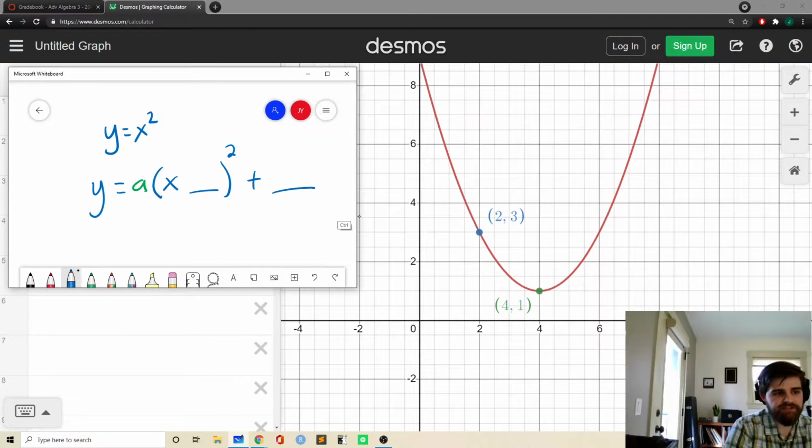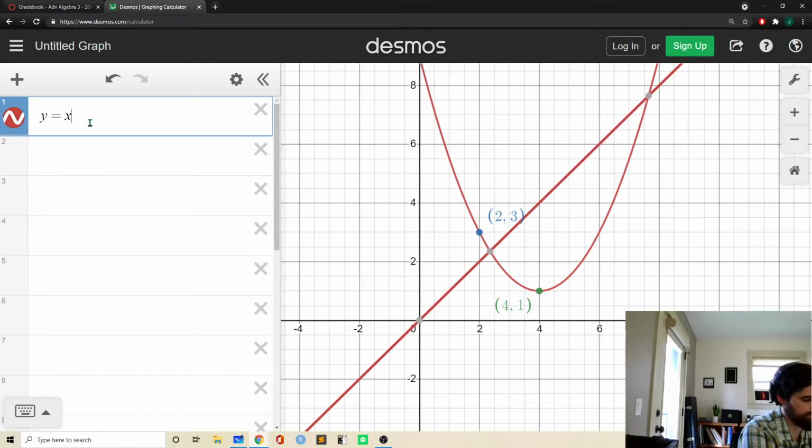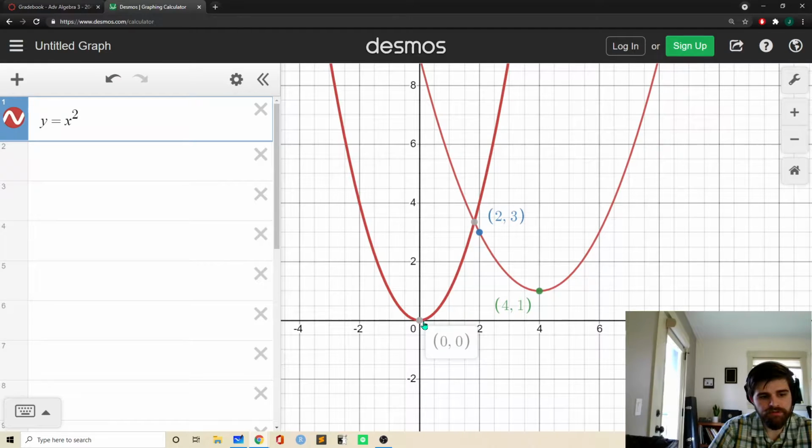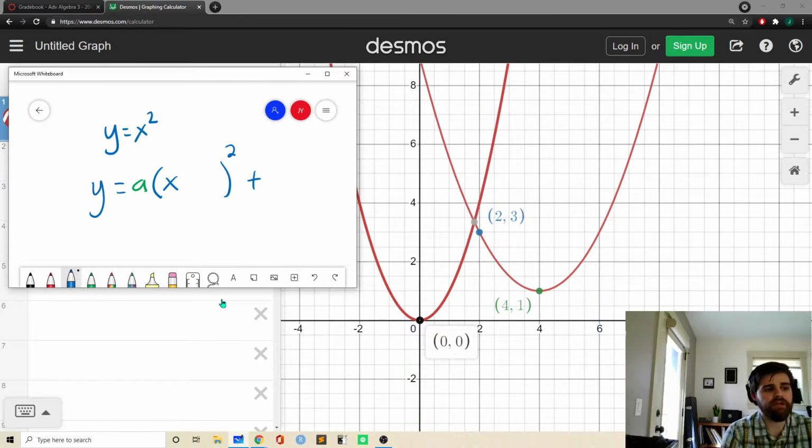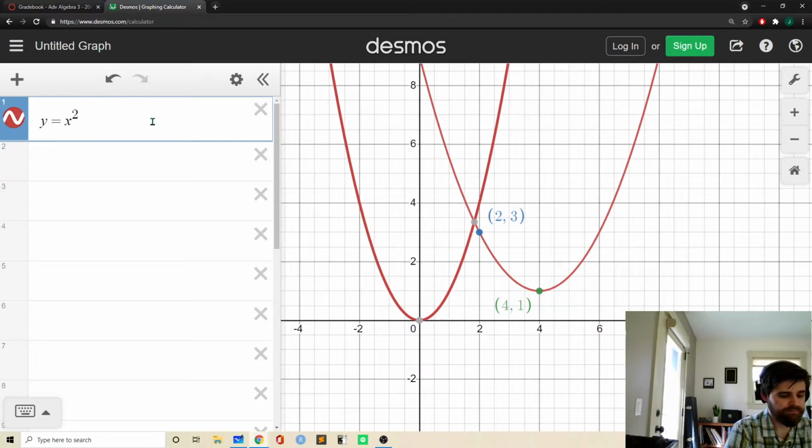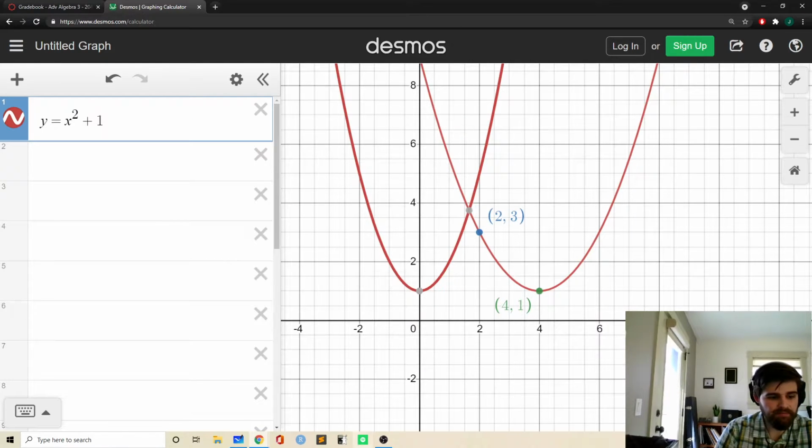Okay, so let's start with the slides first because those are the easiest. A plain old y equals x squared would go through the origin, right? The vertex would be at 0, 0, but this one is at 4, 1. So it looks like it's been slid to the right 4 units and up 1 unit. If we want to slide a function up a unit, then we can add a 1 to the outside. So that's the first thing we add to our equation. All right, you can see it's slid up.